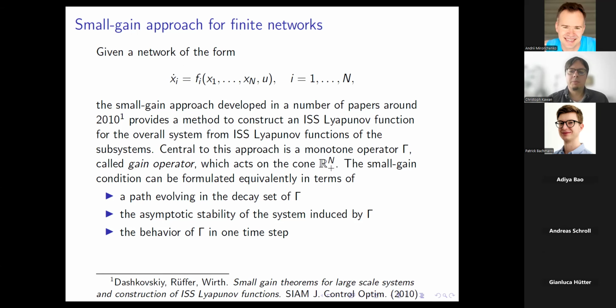In terms of this operator, you can write a small gain condition in at least three equivalent ways. One is in terms of a path which evolves in the decay set of this operator. The second is in terms of the asymptotic stability of the discrete time system generated by iterating the operator. And the third is in terms of the behavior of the operator in one time step. This third one is also known as the no-joint increase condition. I will tell you exactly what that is later in my talk.